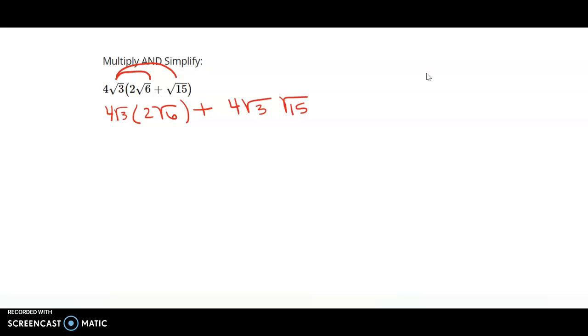Now, when you're multiplying radical terms like this, what we're going to do is multiply the numbers in front. So we multiply 4 by 2, and then we multiply 3 by 6. So 4 times 2, we get 8. 3 times 6, we get 18.